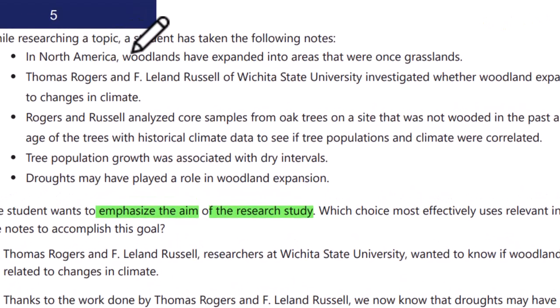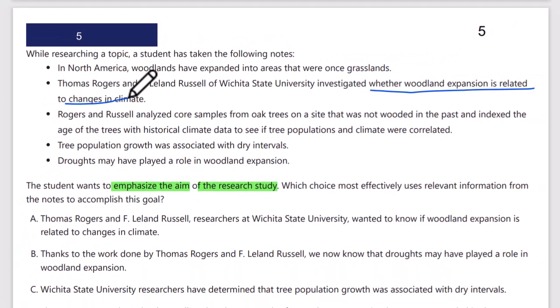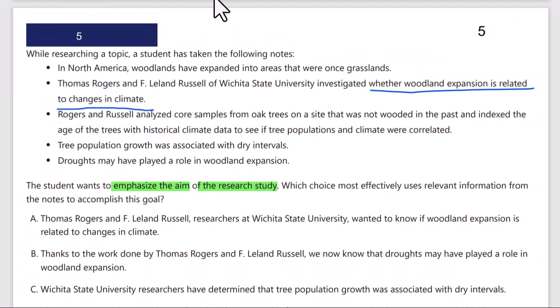So let's read. In North America, woodlands have expanded into areas that were once grasslands. That's just some background information. Thomas Rogers and Leland Russell of Wichita State University investigated whether woodland expansion is related to changes in climates. That's the aim. They wanted to know whether woodland expansion is related to changes in climate. That's the purpose. That's going to answer our question.